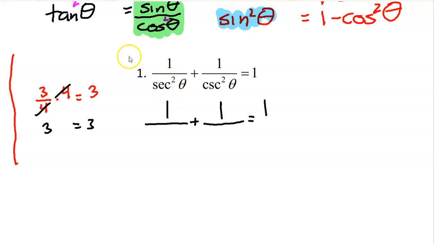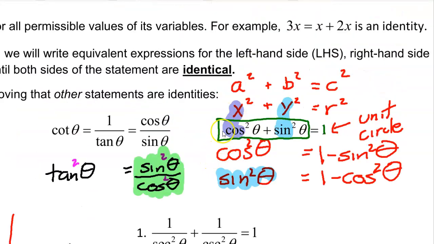So we know that secant squared from above is 1 over cosine squared. And then we know cosecant squared is 1 over sine squared. And that all equals 1. So somehow this all cancels out or comes together. And as soon as you see a cosine squared and a sine squared, you might automatically gravitate towards this: cosine squared plus sine squared equals 1.